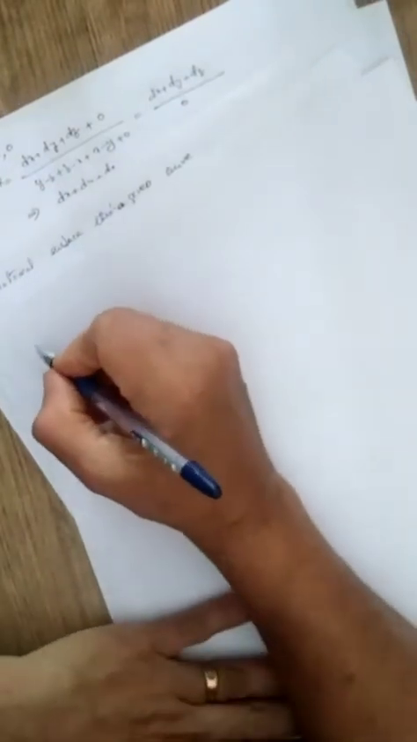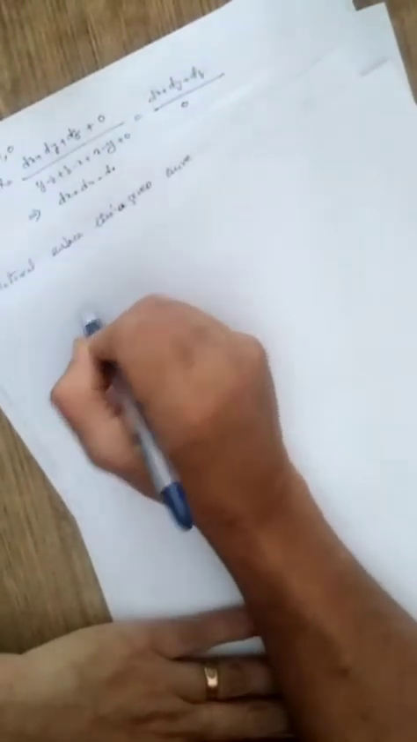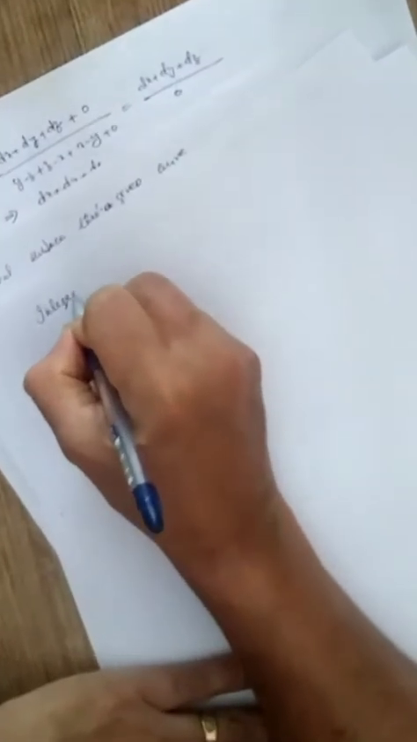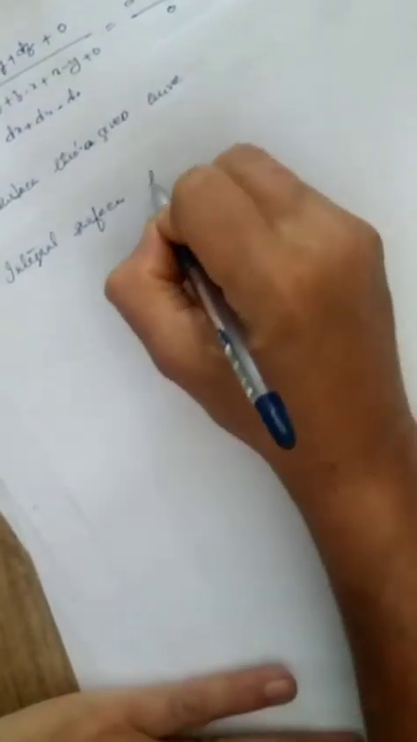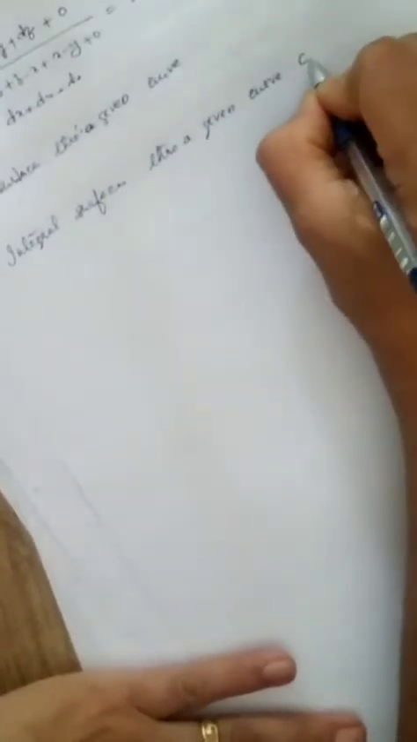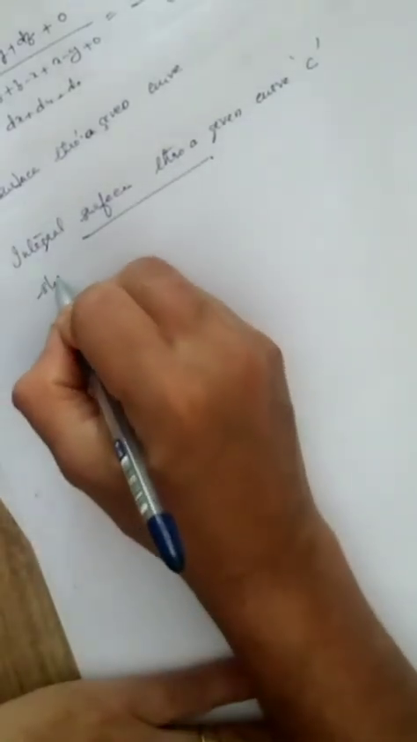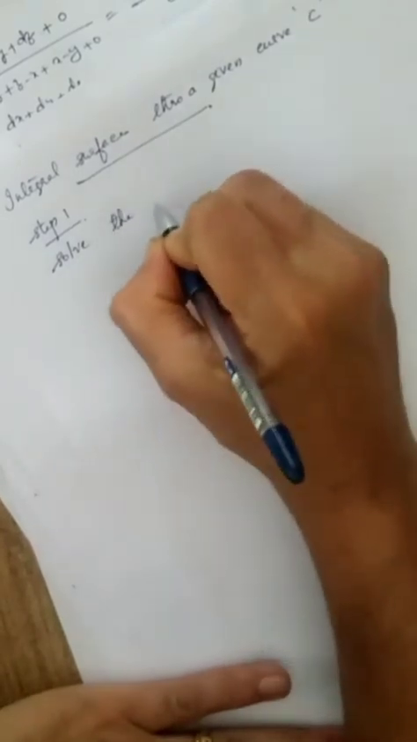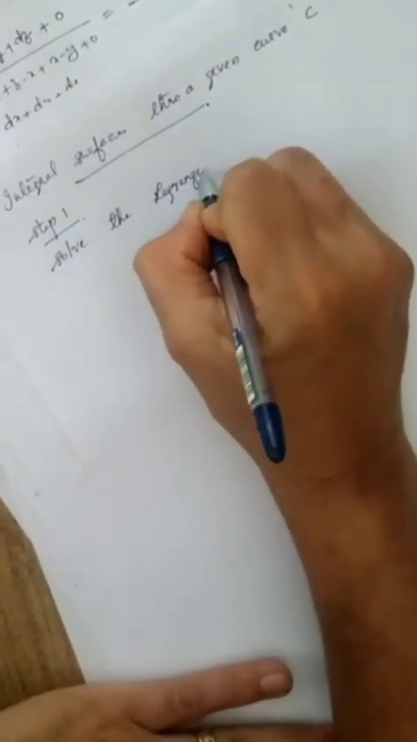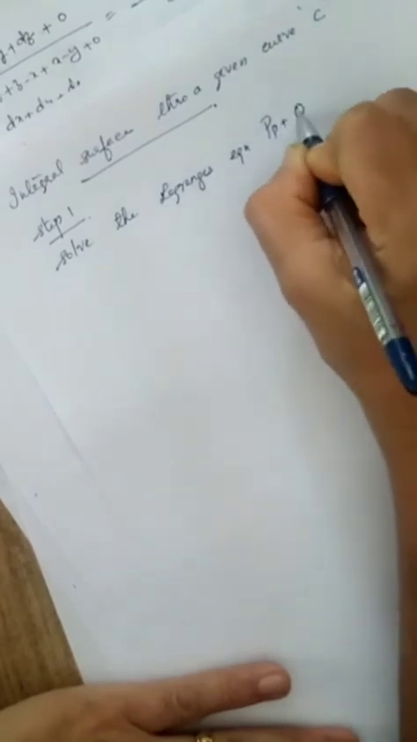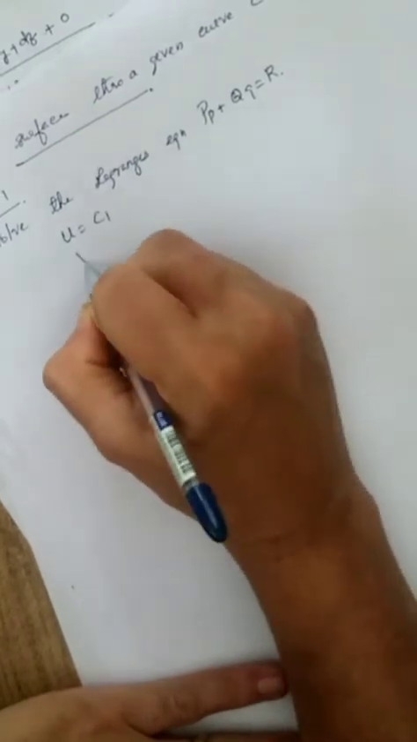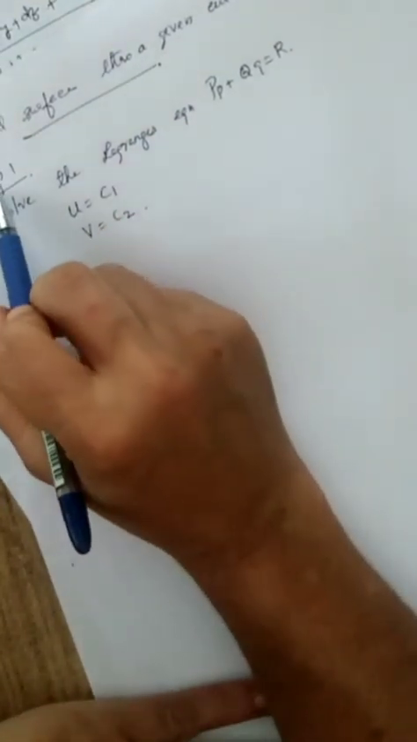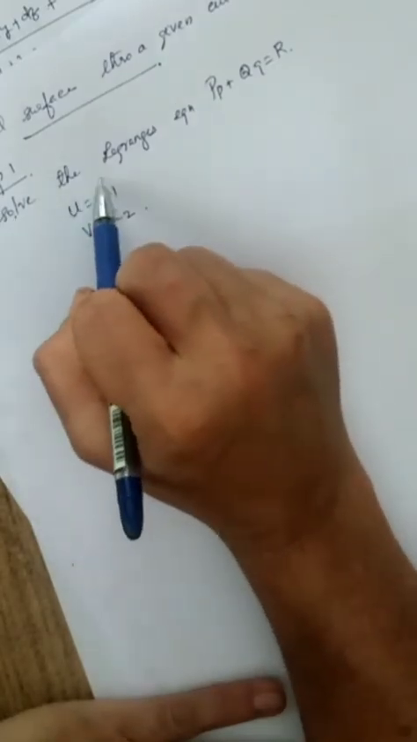Now we are discussing how to find the integral surface through a given curve, the working method. Integral surface through a given curve, say C. Step 1: solve the Lagrange's equation Pp plus Qq equal to R. We get u equal to c1 and v equal to c2. That is, on step 1, we find the solution of the equation.